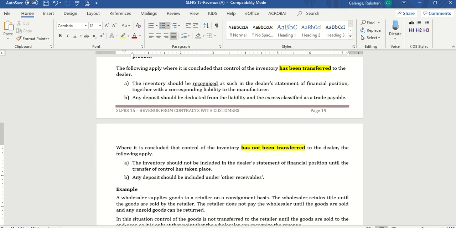Next one, any deposit should be included under the other receivables, right? If there's any deposit from the customer, that has to be recognized as an asset in the financial statement by them, right? So any deposit should be included under the other receivables. So he should recognize that as a receivable.